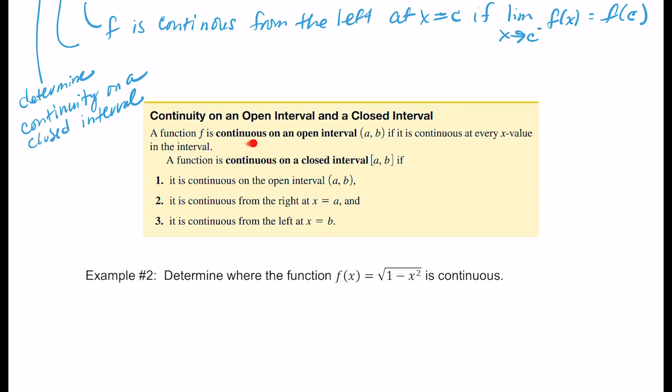A function f is continuous on an open interval, which we use parentheses to show, if it is continuous at every x value in the interval. A function is continuous on a closed interval, notice we use brackets, if the following three things occur: it's continuous on the open interval, it's continuous from the right at x equals a, and it's continuous from the left at x equals b.